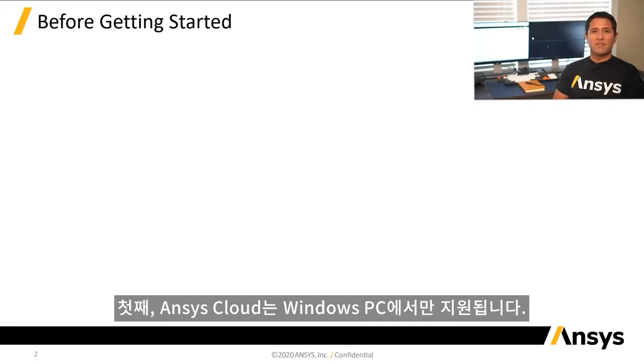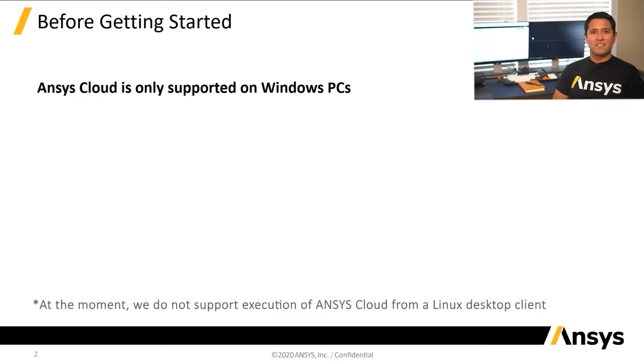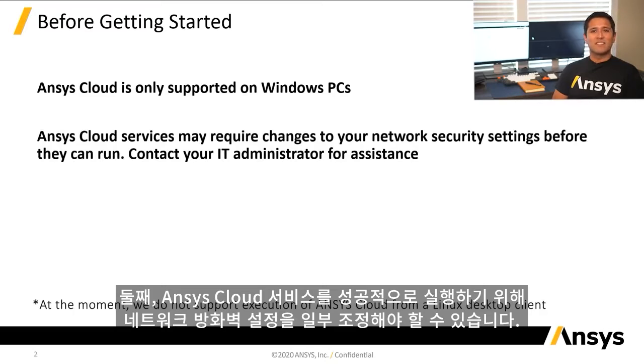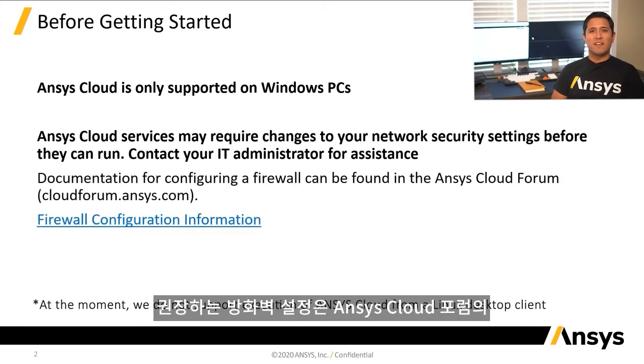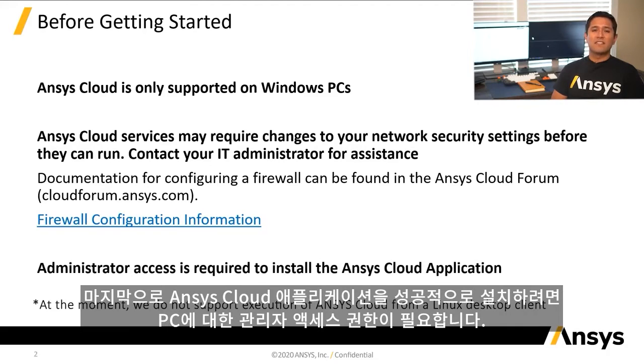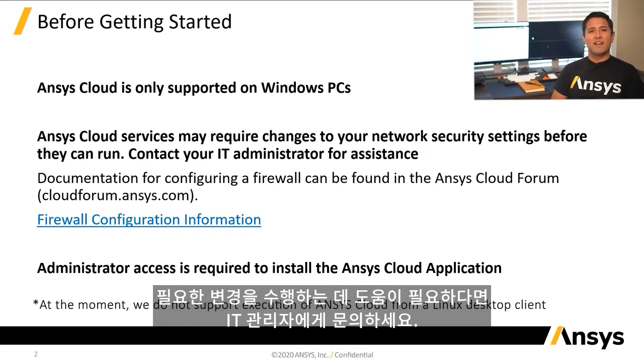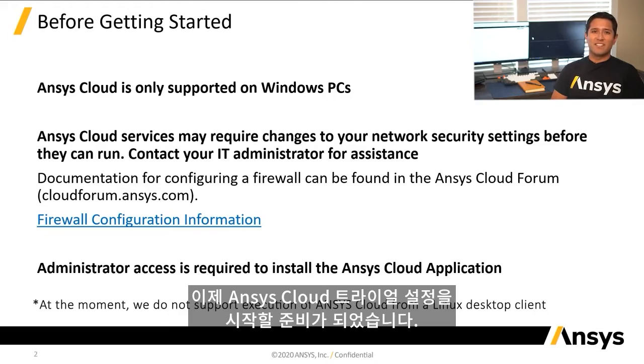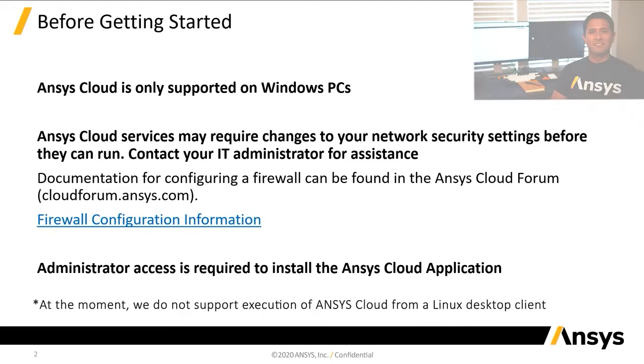First, Ansys Cloud is only supported on Windows PCs. Second, in order to run Ansys Cloud services successfully, some adjustments may have to be made to your network firewall. The recommended firewall settings can be found on the Ansys Cloud forum in the article titled Firewall Configuration Information. Lastly, the Ansys Cloud application requires administrator access on the PC in order to be installed successfully. Please contact your IT administrator for assistance making the necessary changes. We're now ready to get started setting up the Ansys Cloud trial.